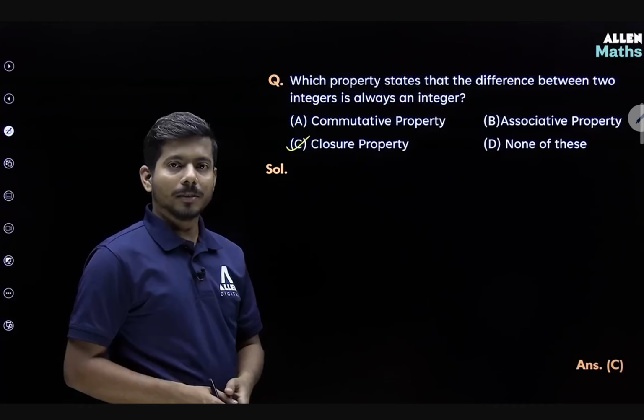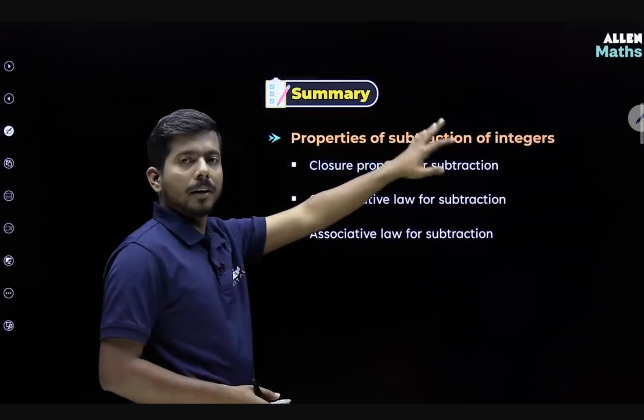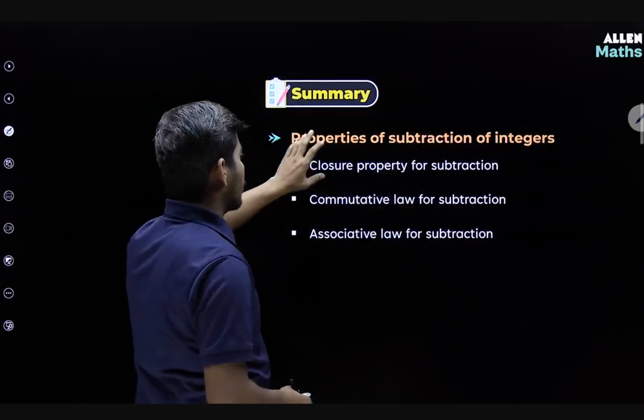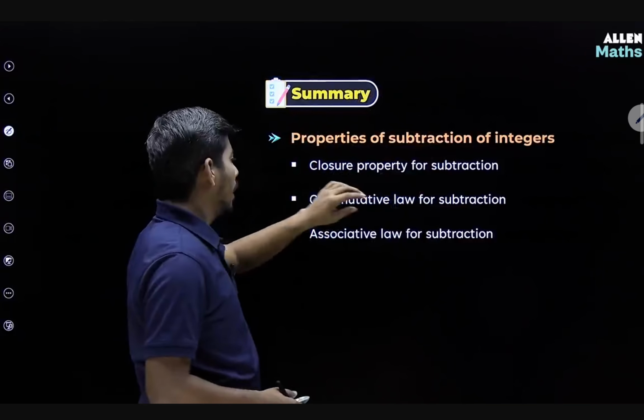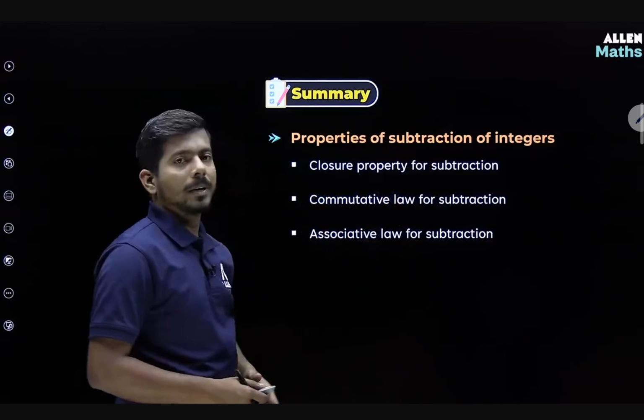Now let's see what we have discussed in this video. So we discussed the properties of subtraction of integers. In that we discussed the closure property of subtraction, the commutative law for subtraction, and also we discussed the associative law for subtraction.